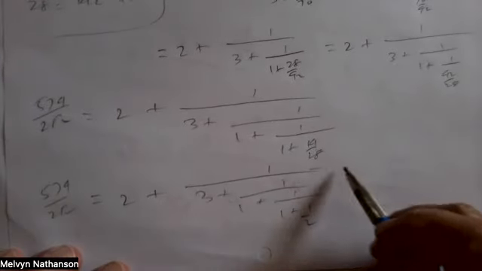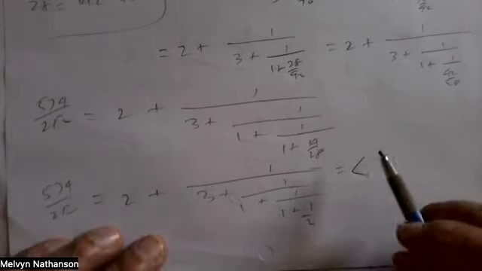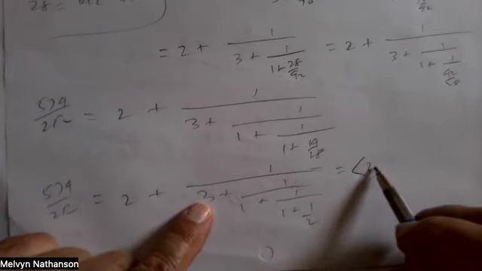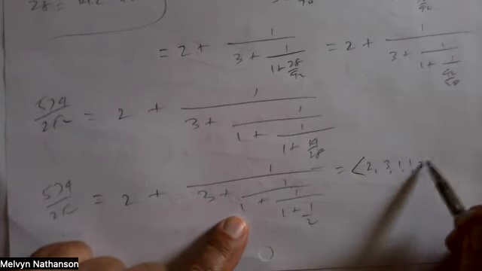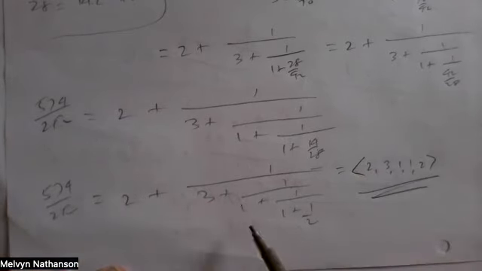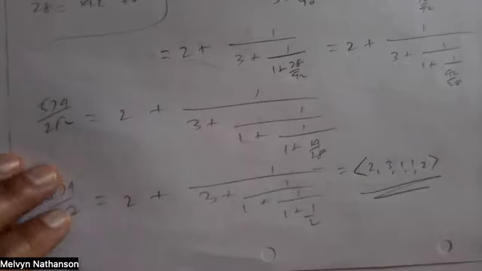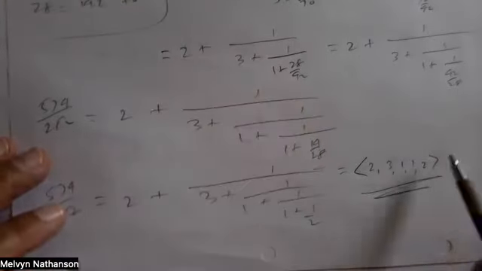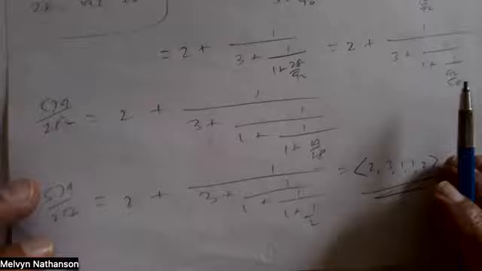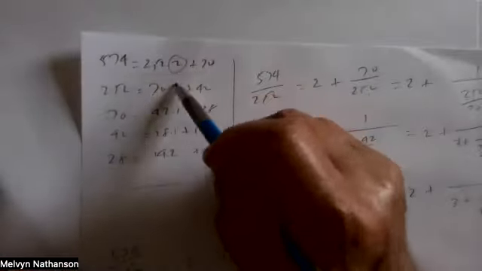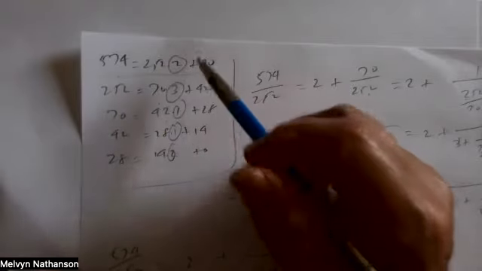So this is the continued fraction, which if I write it in these brackets, the partial quotients of these numbers are 2, 3, 1, 1, 2. So that's the continued fraction for 574 over 252. And you'll notice that these numbers 2, 3, 1, 1, 2 are exactly the quotients that I got when I used the Euclidean algorithm: 2, 3, 1, 1, 2.